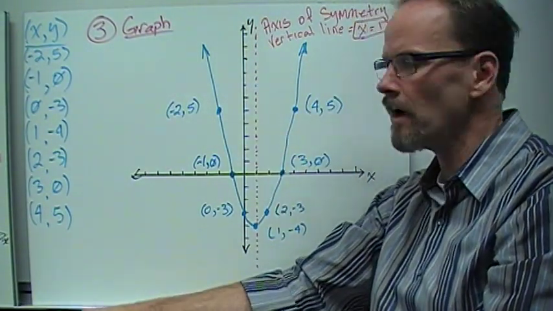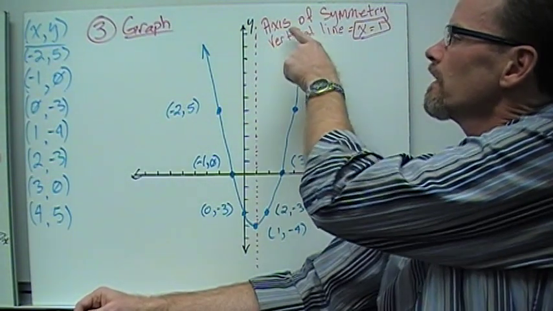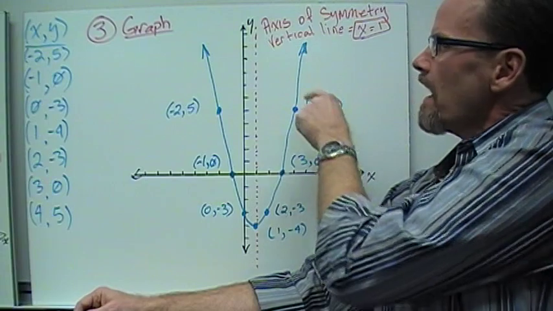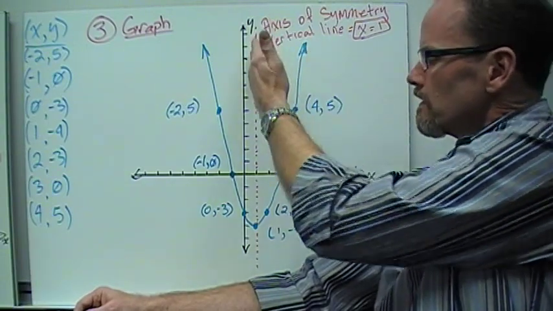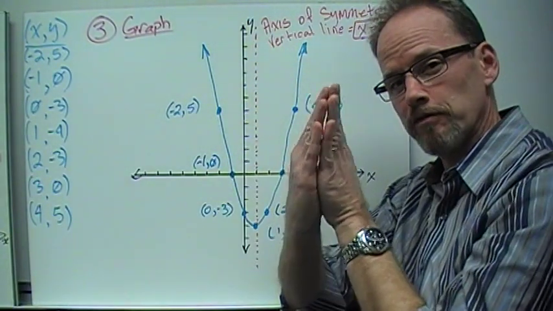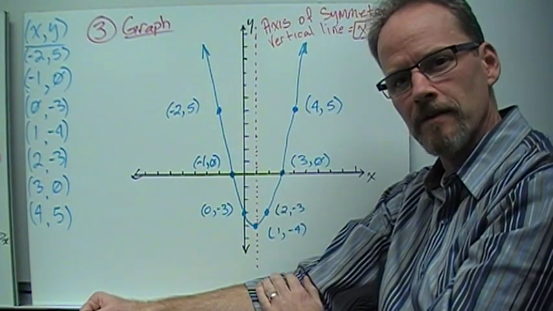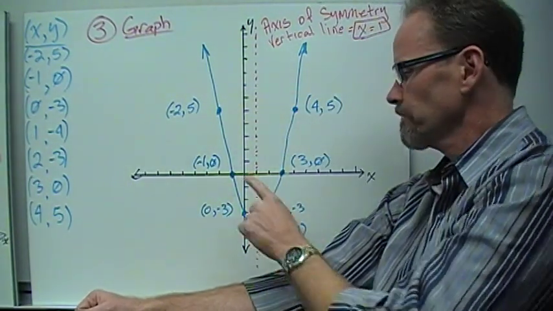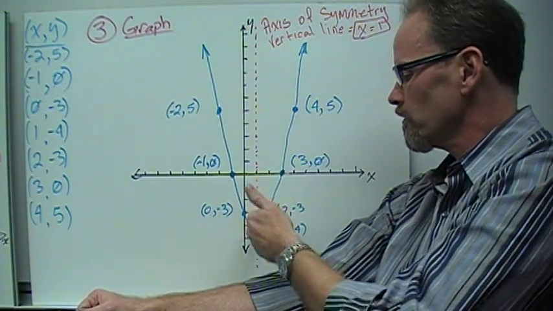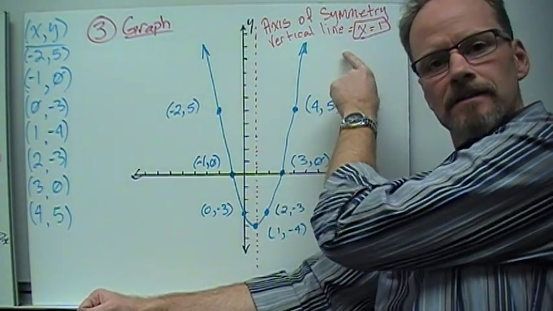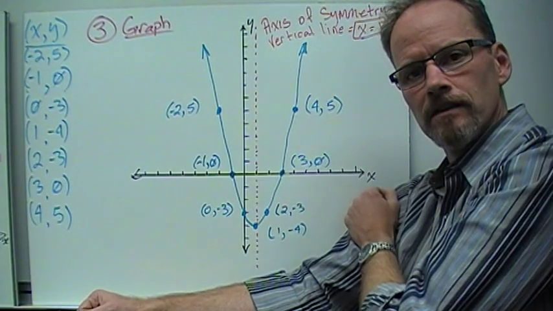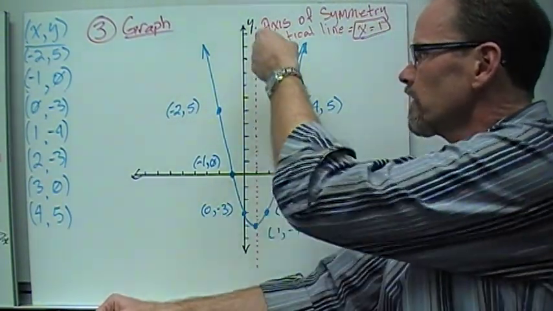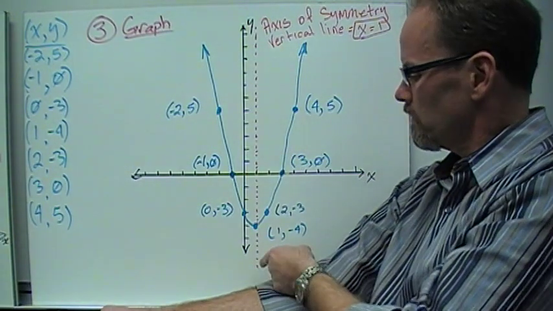Well, it does. It's called the axis of symmetry. The axis of symmetry is actually the vertical line that splits the parabola, and it splits it at x equals 1. X equals 1 right here, and remember, that's a vertical line. If I was going to graph it, remember, that's a vertical line, and so the vertical line right here is the axis of symmetry. You need to know that.